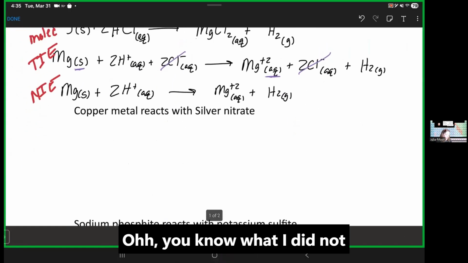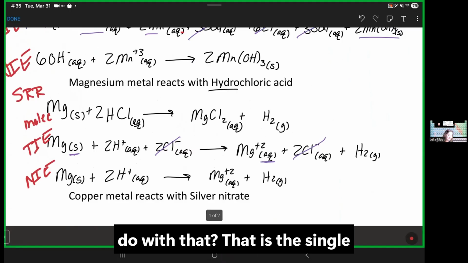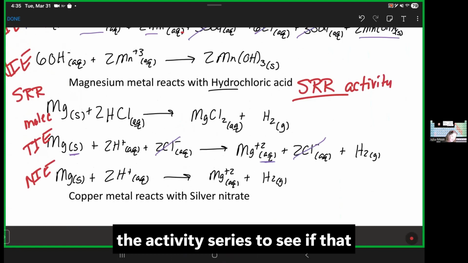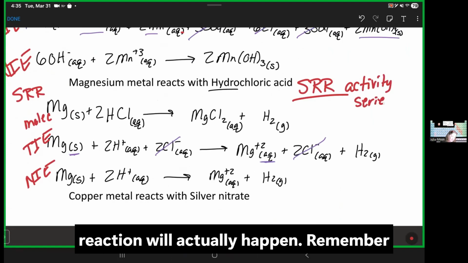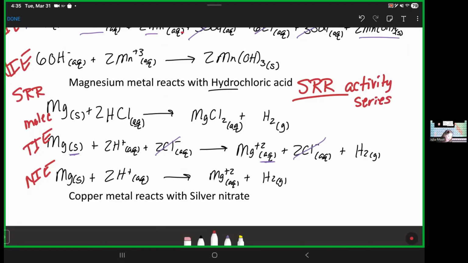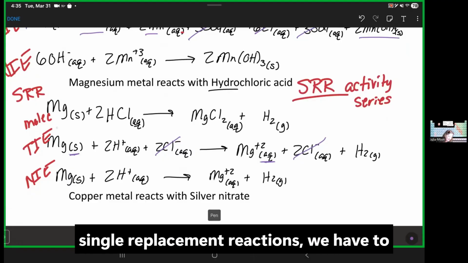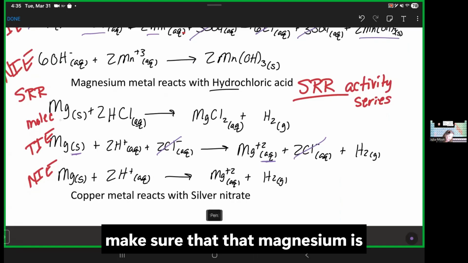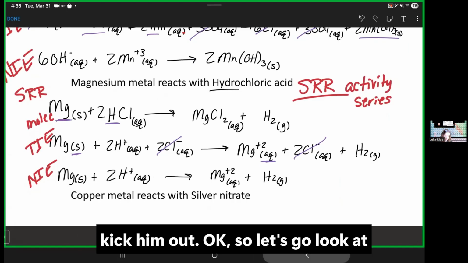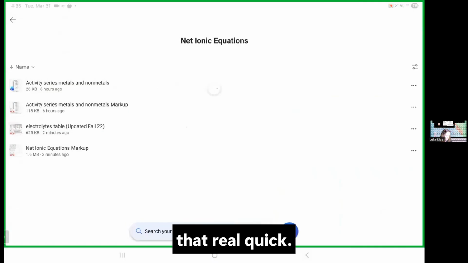Oh, you know what I did not do with that? That is a single replacement reaction. We have to look at the activity series to see if that reaction will actually happen. Remember when we did types of reactions on single replacement reactions, we have to make sure that that magnesium is stronger than the hydrogen in order to kick him out. Okay, so let's go look at that real quick.